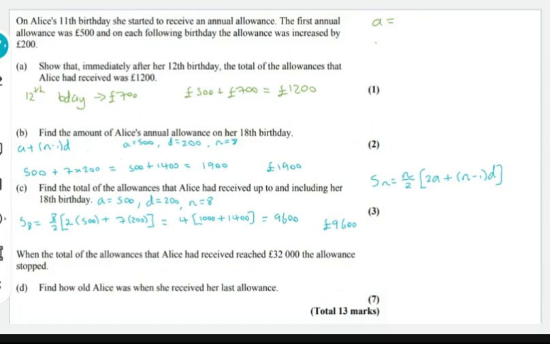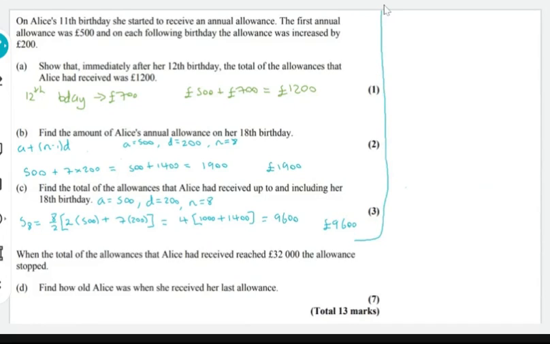Stopped at 32,000, so that would be Sn. It would have stopped a lot sooner for other people. Jeez, a lot of money. I mean, £200 a year is a lot. Well, that's £200 added extra. Yeah, pretty crazy. £500 when she's only 11. I know. What's she doing with that amount of money? Anyway, so 32,000, so that's Sn, isn't it?